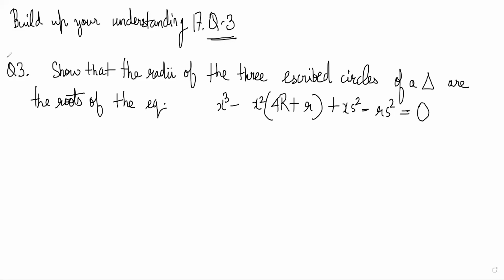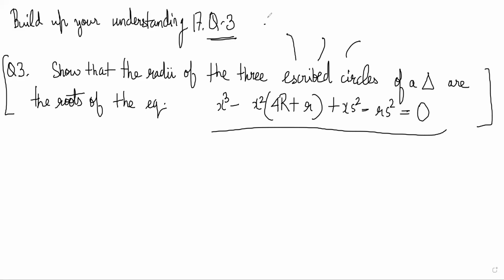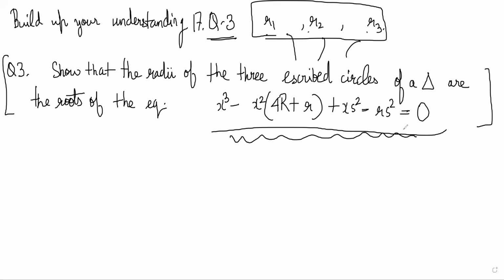So this is a weird question which seems like it is combining theory of equations and triangles, right? Radii of the three escribed circles are what? r1, r2 and r3, right? You have to show that r1, r2, r3 are the roots of this equation.